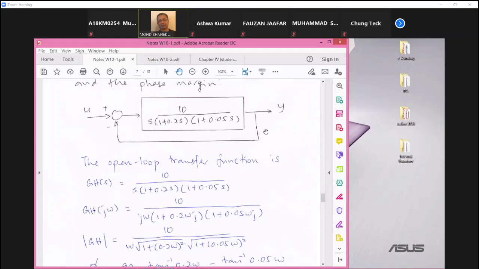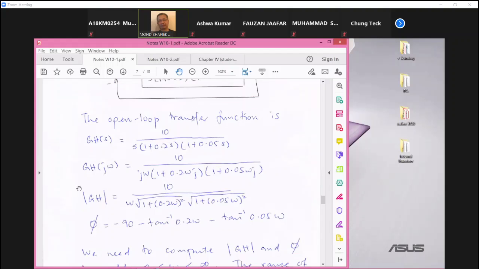Do not obtain G divided by 1 plus GH, which is the closed loop transfer function, to help you draw the Nyquist diagram. Some of you may do that, but just don't do it. To draw the frequency response plot or the Nyquist diagram, all you have to do is replace the Laplace variable S with j omega. So you now have 4 factors: 10, 1 over j omega, 1 over 1 plus 0.2 omega j, and 1 plus 0.05 omega j.